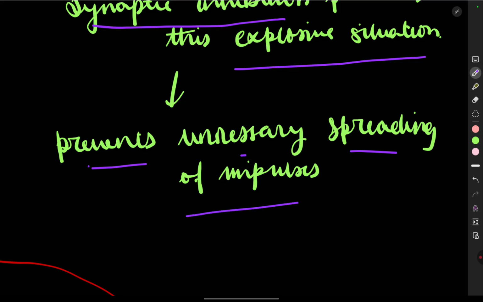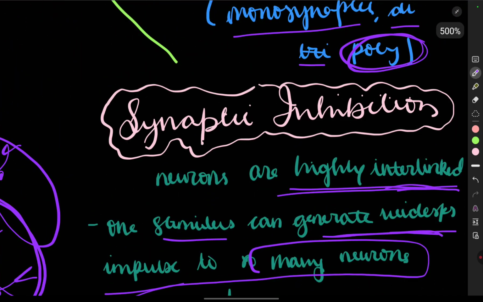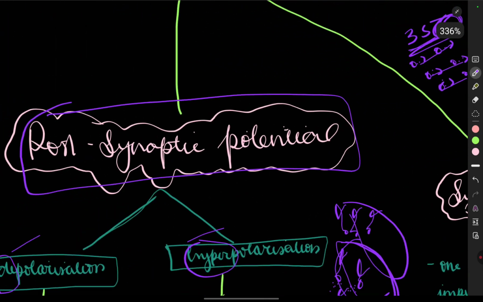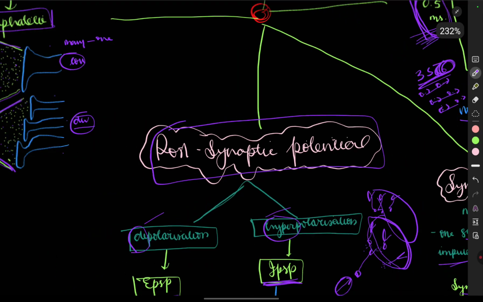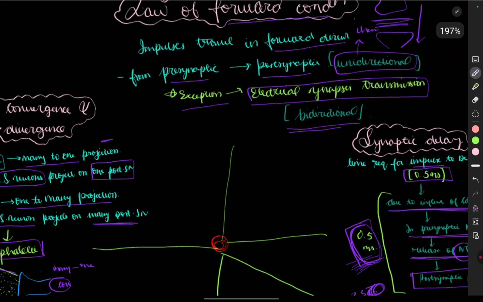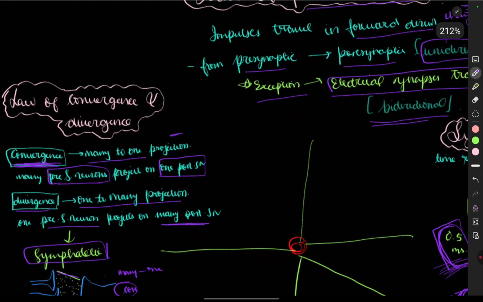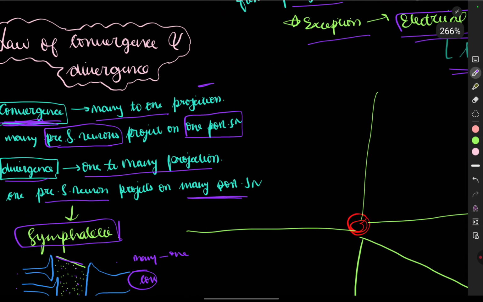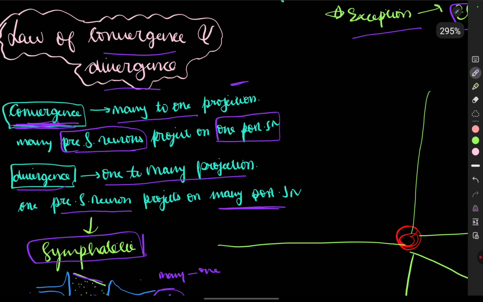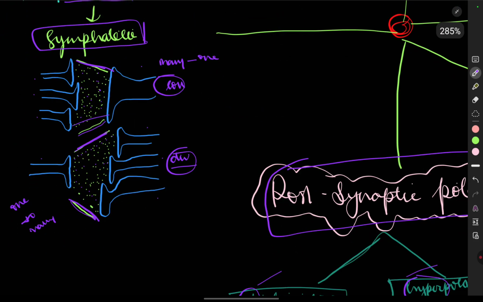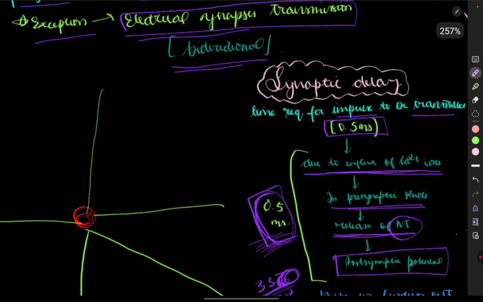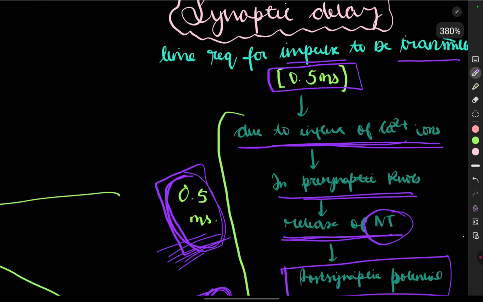The unnecessary spreading of the impulses is stopped by which law? That is the synaptic inhibition law. So these are the laws of the synapses. There is the law of forward conduction, that it goes only unidirectionally. The exception is electrical synapses, which go bidirectionally. The law of convergence and divergence we saw by the diagram, many to one and one to many. And then we saw the synaptic delay, which is about 0.5 millisecond.